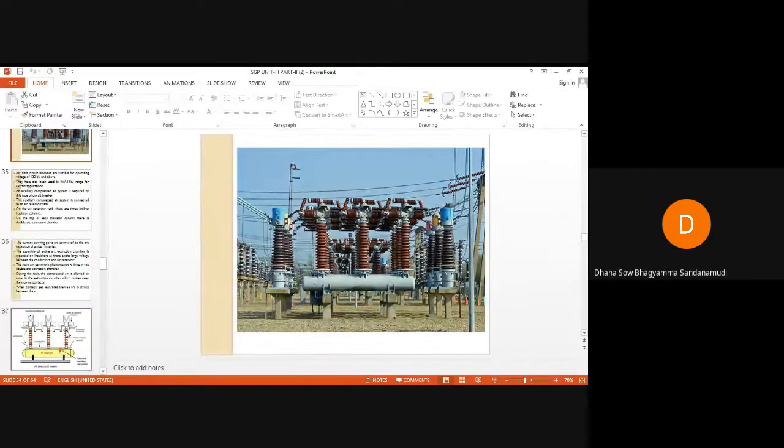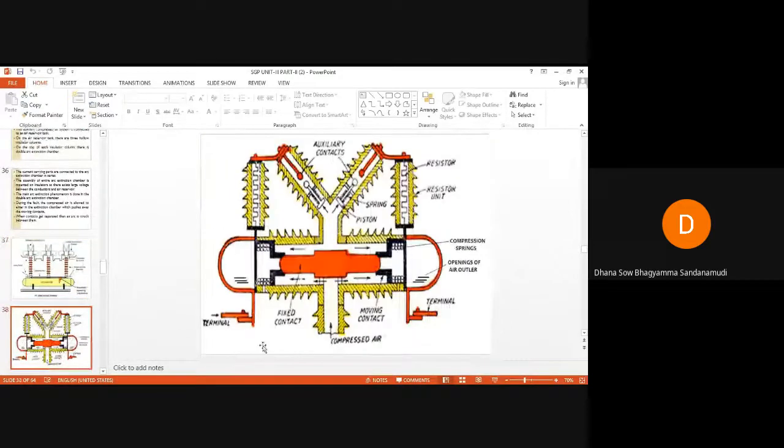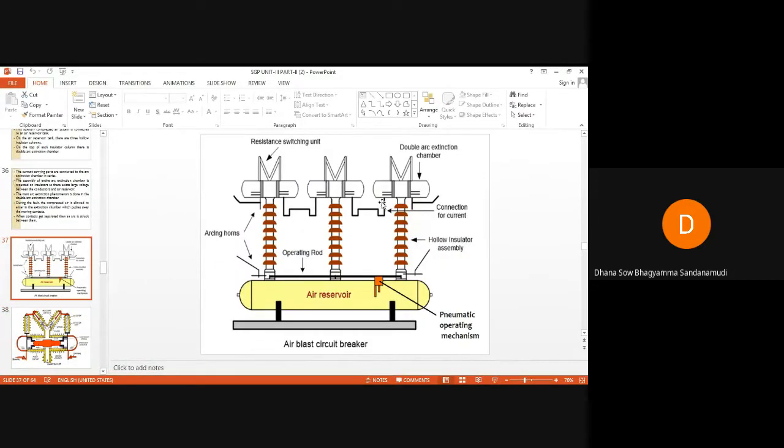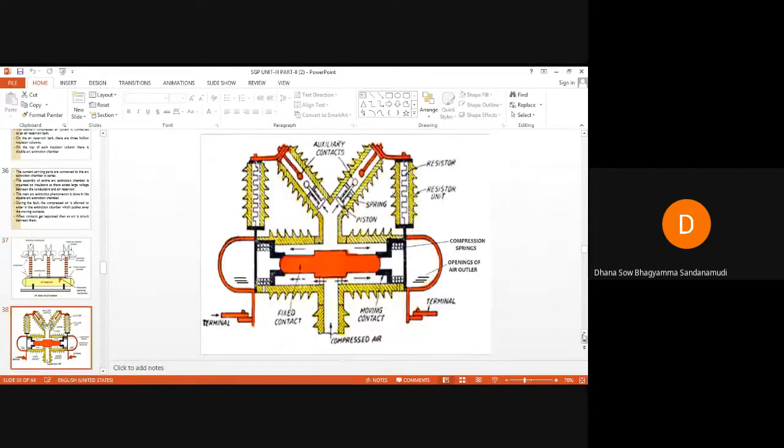Now, the double arc extinction chamber. Let us discuss it. The arc is struck within this chamber. This is the double arc extinction chamber. I am showing you the chamber's inner view here. This is the double arc extinction chamber.